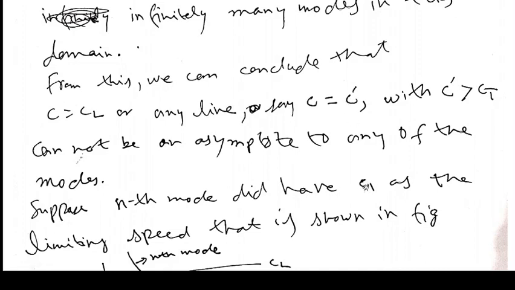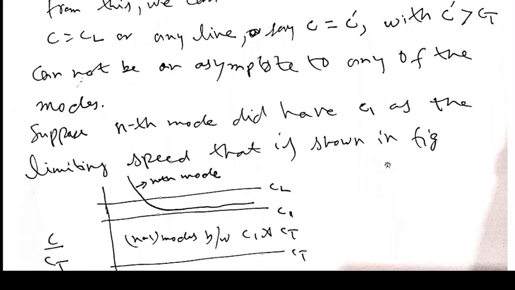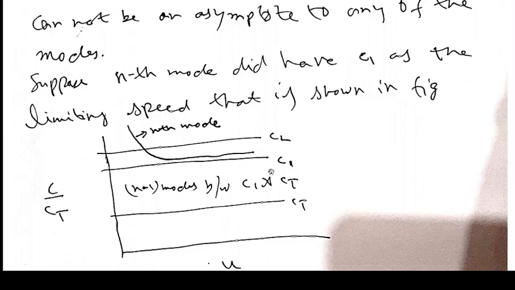We are saying that we have a mode and this is the nth mode. This is approaching a line C dash, where C dash is greater than CT, so we are admitting that this C dash is an asymptote to the nth mode. If this is so, then we can show it here. This is CT, this is CL, this is any C dash, and this mode is crossing CL and approaching this C dash. This is the nth mode.